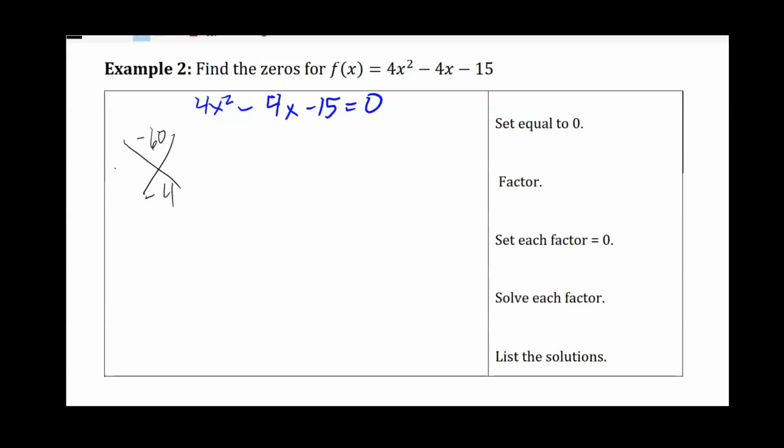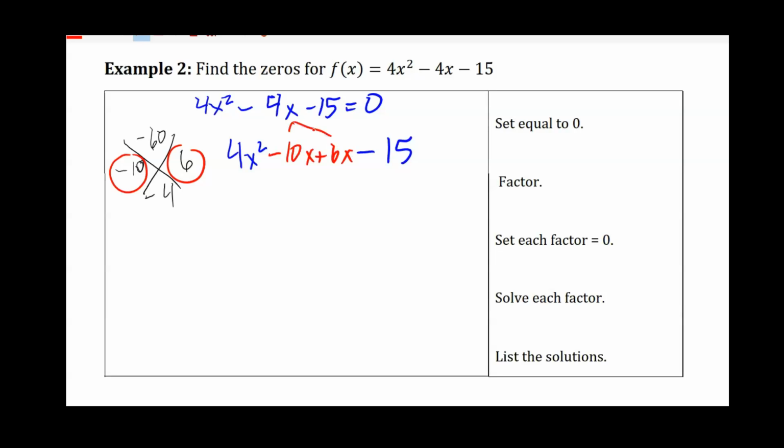That's got to be negative 10 and 6 to make that work. Check, check. And grouping or box, however you want to do it from there. So let's see, 4x squared minus 10x plus 6x, that splits up the minus 4, grouping, first 2, second 2.